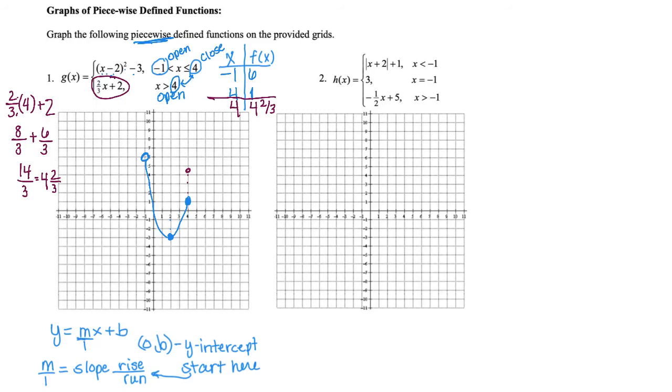You're going to go up 2. That's rise over run. So up 2 over 3, and make a solid circle. Then up 2 over 3. You got you a good line.